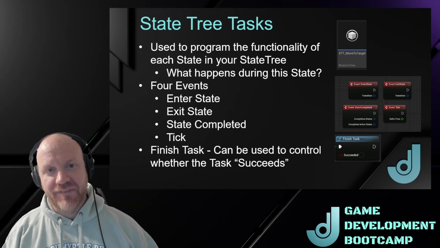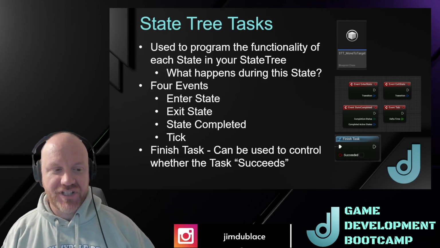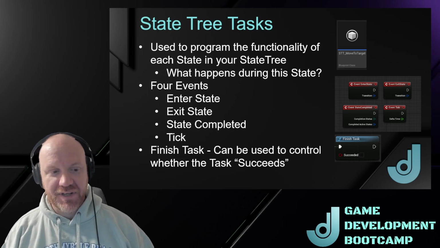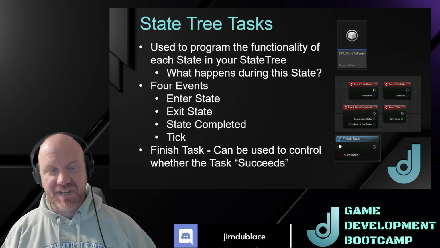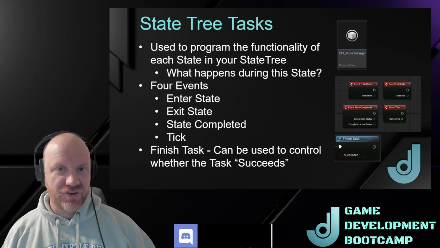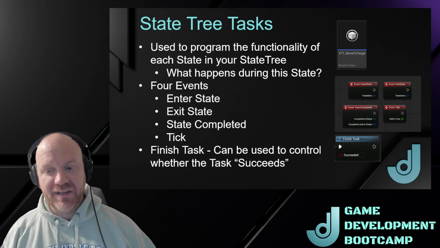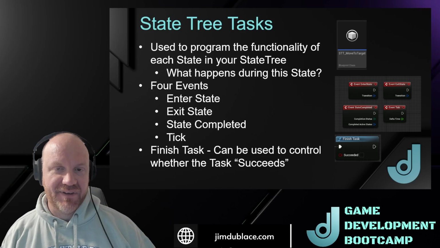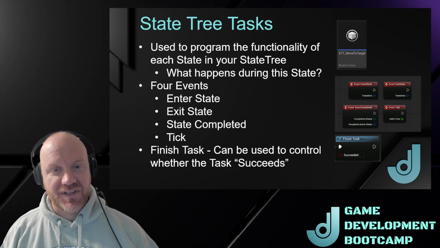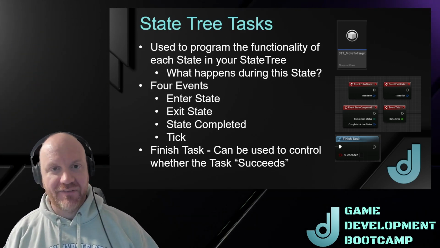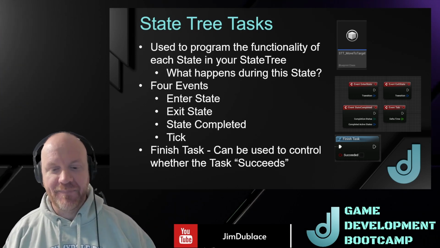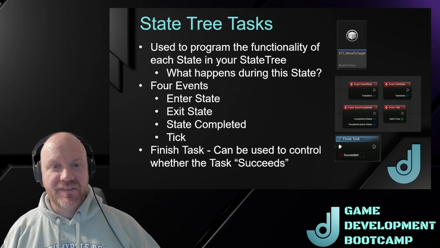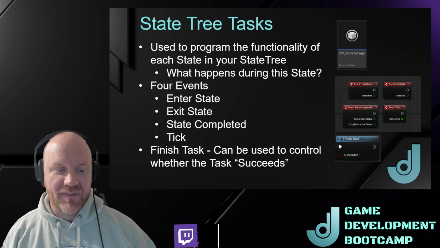Now, there are 4 events that are built into a state tree task. There's Enter State, so when you enter the state, you can have some functionality. There's Exit State. When the state has been exited, you can have additional functionality. State Completed, which has a pin for completion status. So you could have different things. For instance, if the task was successful or if the task failed, you can have a different branch based upon that enum. And then Event Tick, if you want a state to constantly be evaluated, then you can use the tick function on that state.